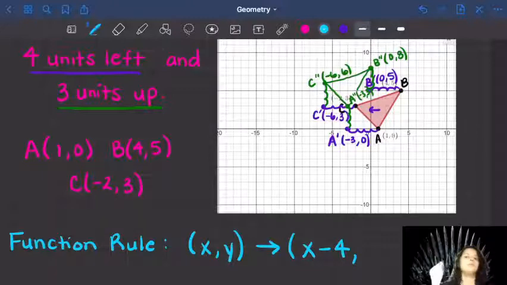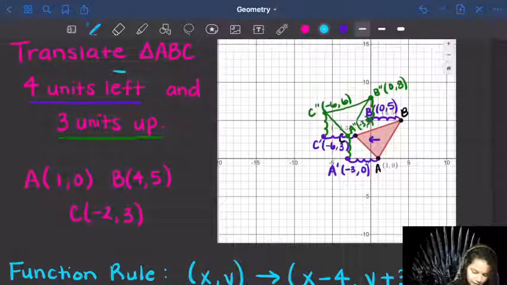And then since I'm going 3 units up, remember in the up direction, y is positive. So I have y plus 3, okay? So that negative positive axes, it helps you figure out what sign goes in front of these numbers. So left we know means negative and up means positive for y. Negative for x and positive for y.